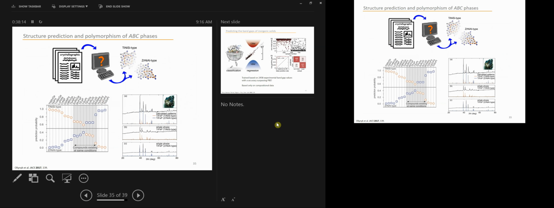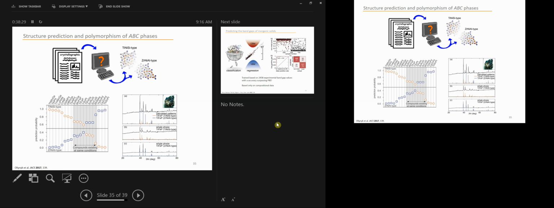So in my research group at the University of Houston, under the supervision of Dr. Brgoch, we've just started using machine learning in the past year. And since then, it's been amazingly useful for us, not only to predict properties, but also to guide our synthesis.